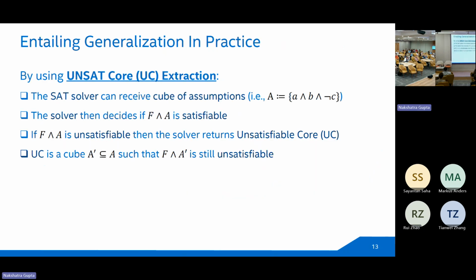So until now we talked about entailing generalization in theory. Now we want to put it into practice. So we took a generalization technique that uses unsat core extraction. So let's briefly overview what is unsat core extraction.